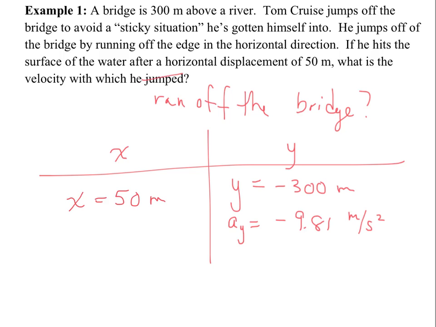Let me draw you a quick diagram in case you're confused as to what's happening. So here's the platform. Here's the water. This is a suspension bridge. Make-believe cables are holding it up. Here's Tom Cruise, modeled as a point in space. He runs off the edge of it, and as a result, ends up falling 300 meters, but ends up going out this way, 50 meters. So he moves out 50 meters and down 300 meters afterward. That's really all we know right now.